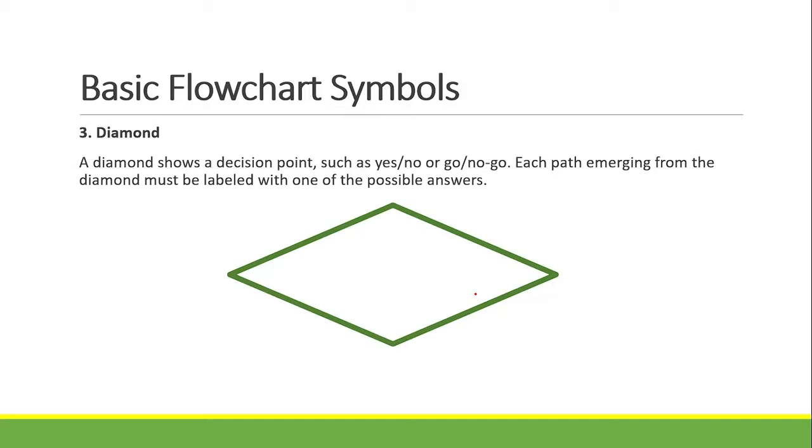Then diamond. A diamond shows a decision point, such as yes or no, go or no go. Each path emerging from the diamond must be labeled with one of the possible answers. So sa diamond, there are two answers only: the positive and negative, or the yes or no. So kapag meron ka ng question or decision in your flowchart, you will be using diamond.